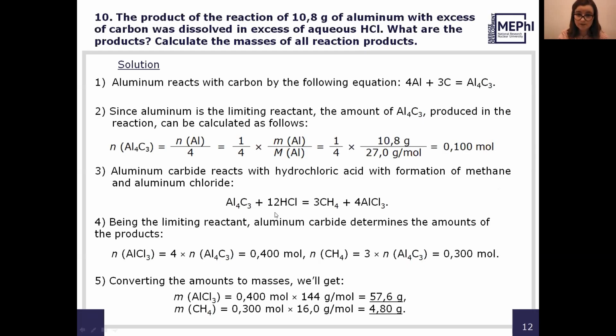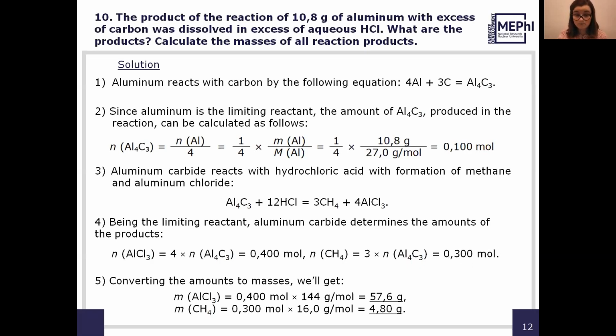Aluminum carbide reacts with hydrochloric acid with formation of methane and aluminum chloride, according to this equation. Yeah? Again, aluminum carbide reacts with excess of HCl. So the number of moles of methane and the number of moles of aluminum chloride can be calculated from the number of moles of aluminum carbide formed in the previous reaction. We have to multiply the number of moles of aluminum carbide by 4, to find out the number of moles of aluminum chloride, and we also have to multiply the number of moles of aluminum carbide by 3 to find out the number of moles of methane. It will be 0.3 moles.